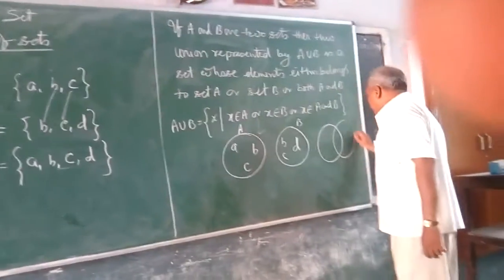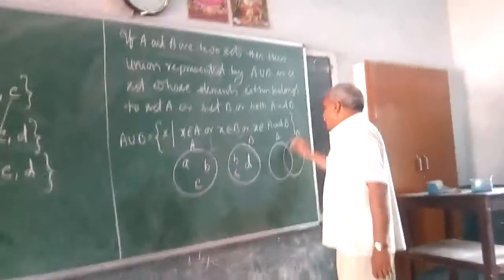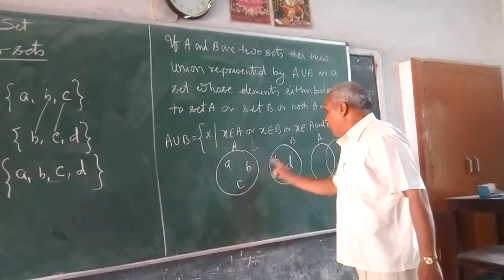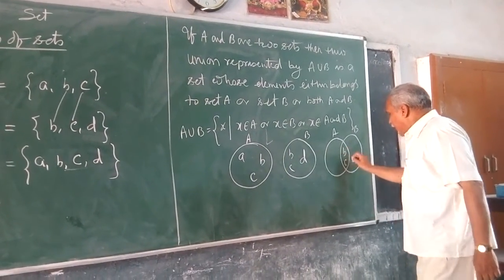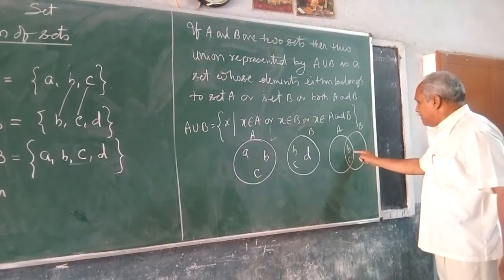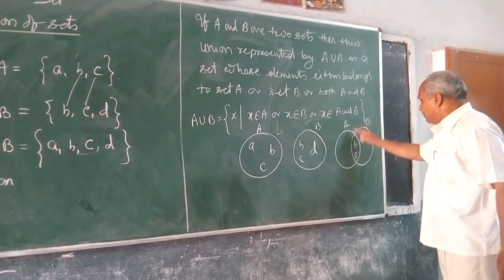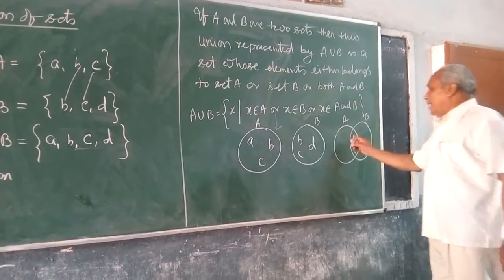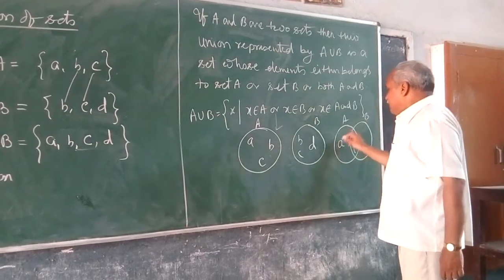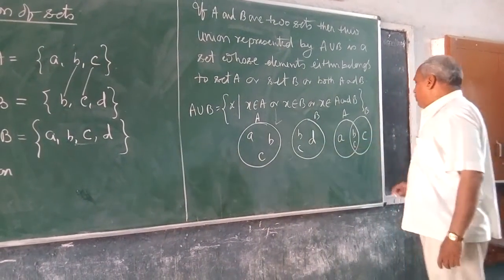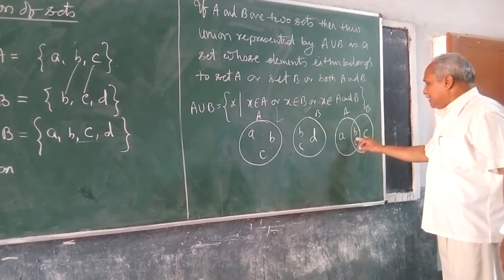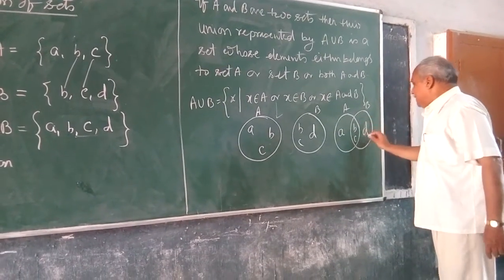It is A and it is B. Okay? You can see here B and C belong to both. Therefore, if I write B and C here, then B comes to A and B, and C comes to both. A separate element for A is A, and a separate element for B is D. In total you can see A, B, C and D.